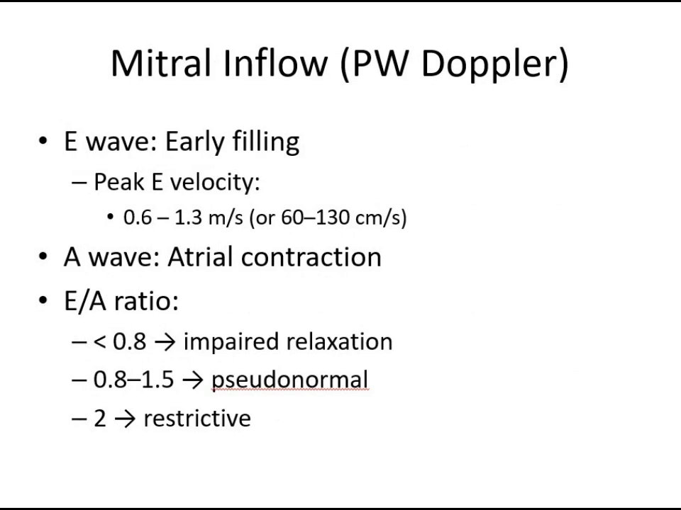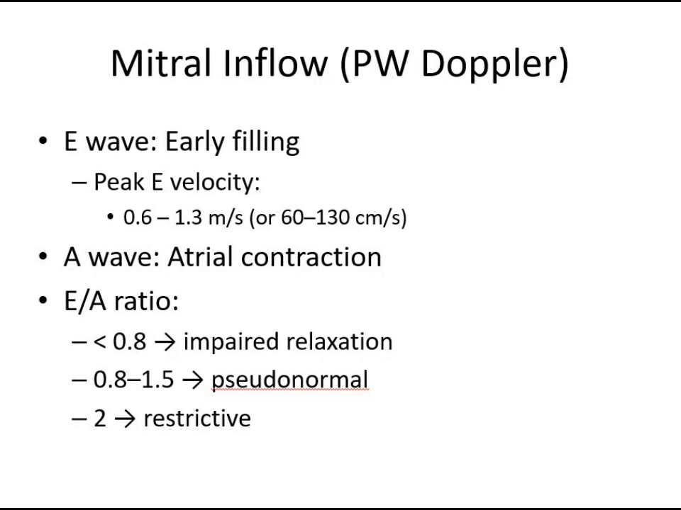The mitral inflow pattern is your bread and butter. E wave, early diastolic filling. The normal peak velocity is 0.6 to 1.3 meters per second. And the A wave is atrial contraction. Now, the E/A ratio gives us insights into whether it's an impaired relaxation, pseudonormal, or restrictive filling pattern.